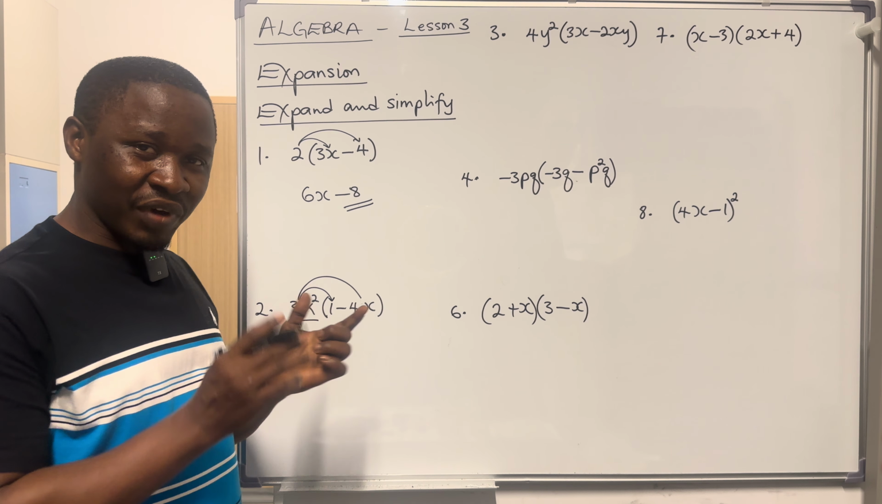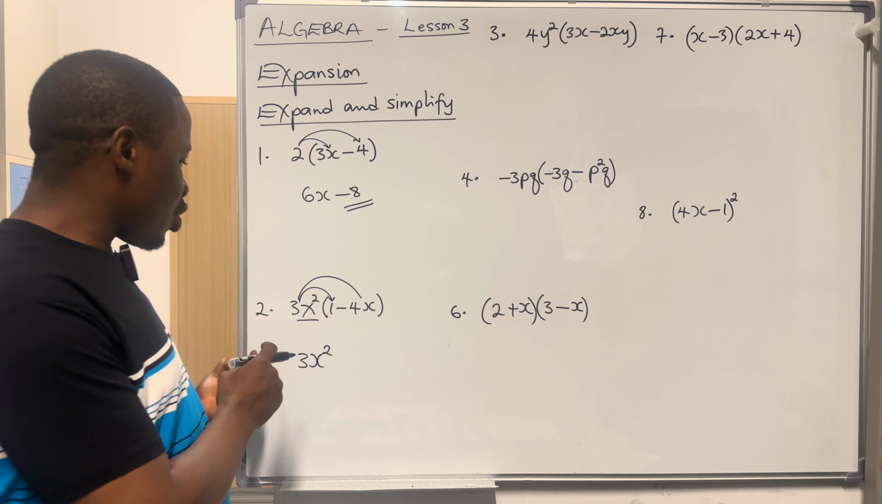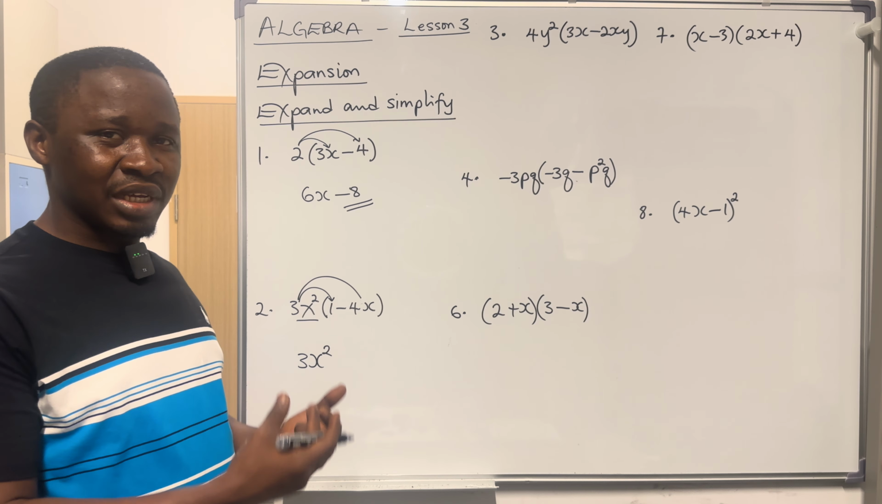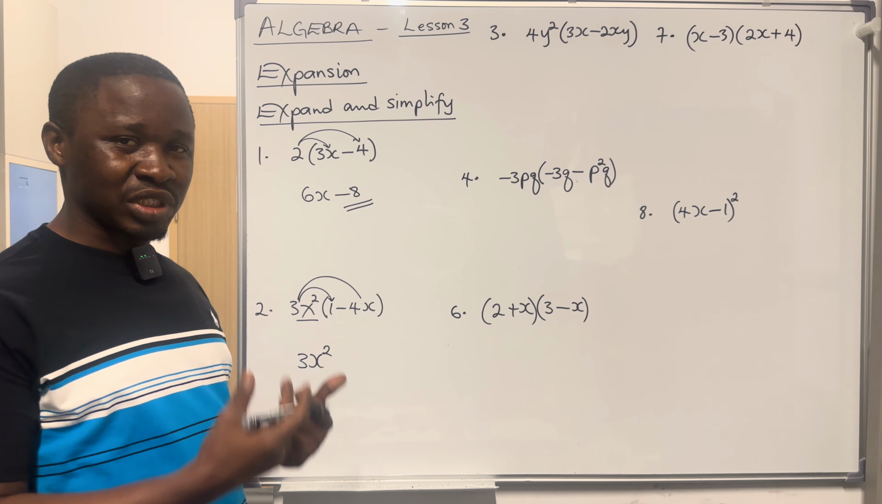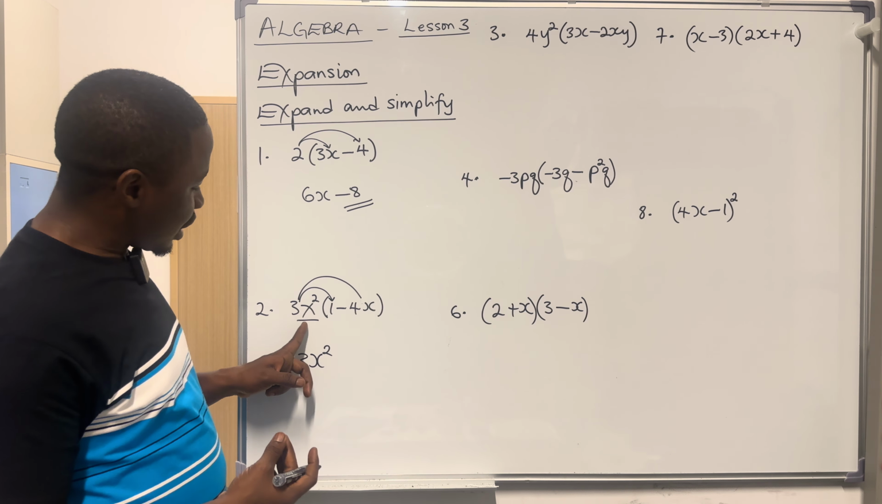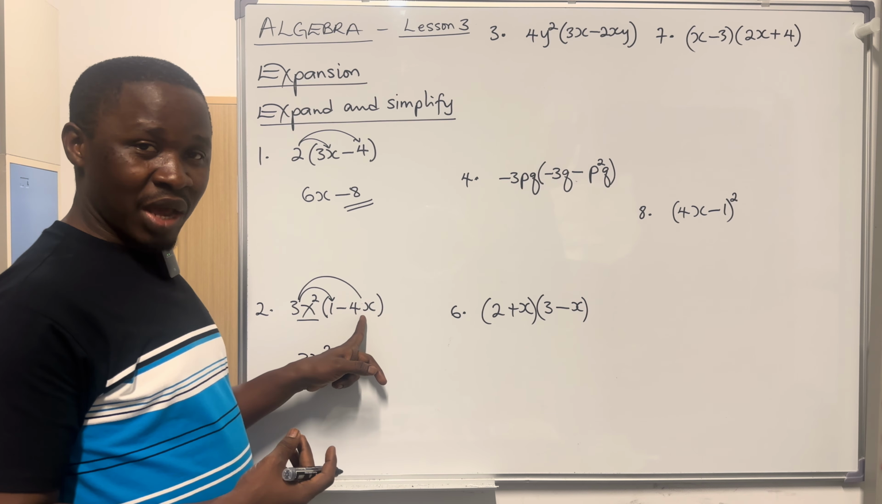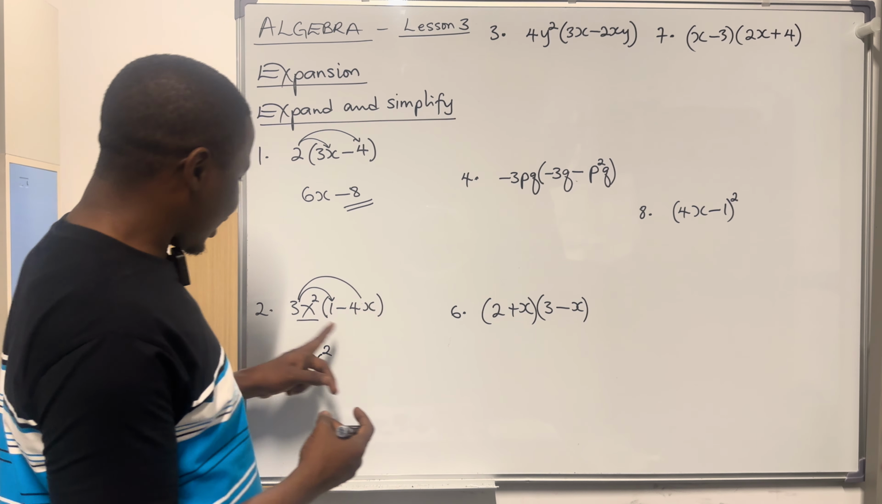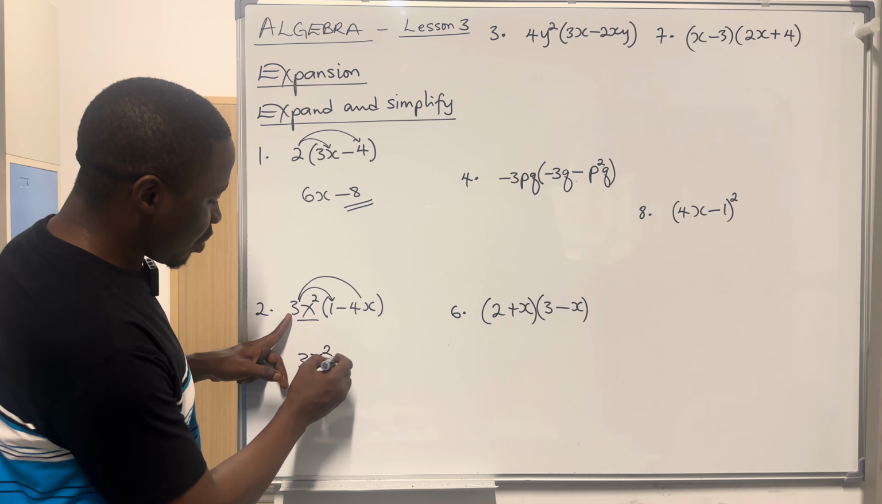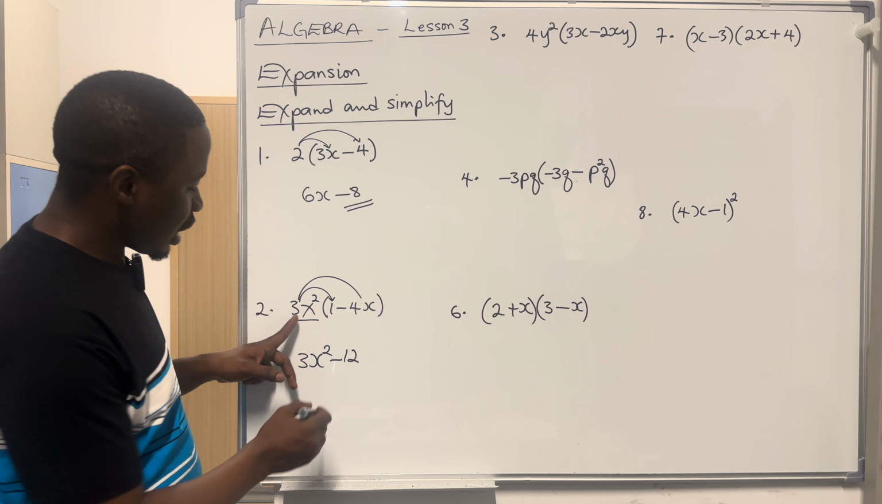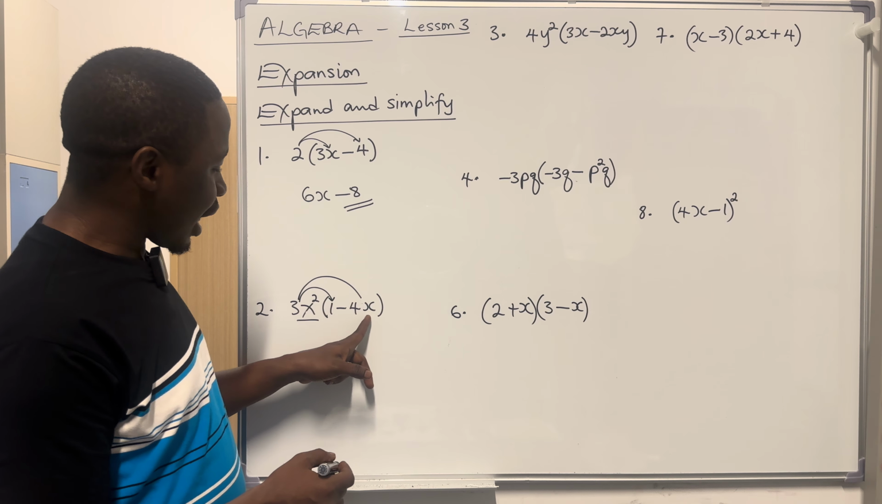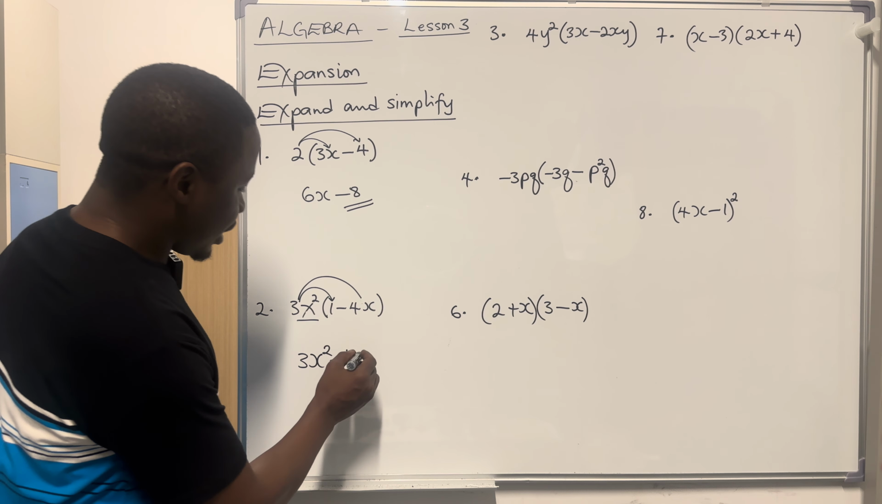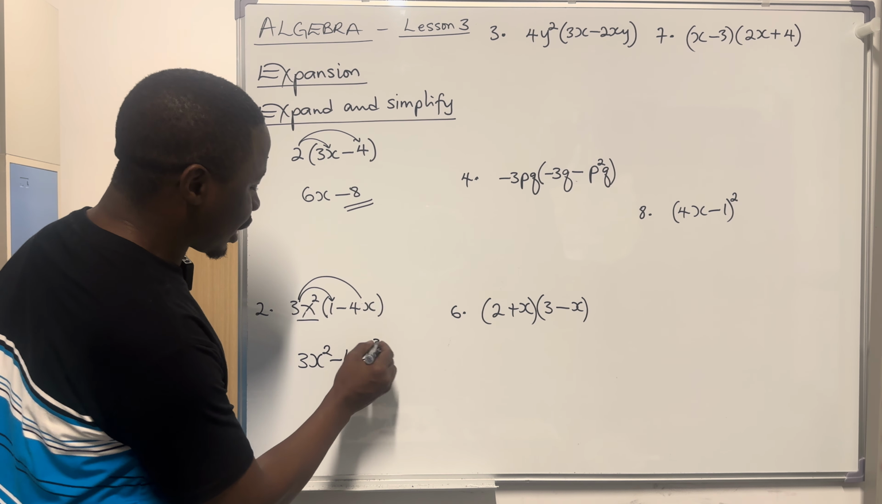To do this one in a very simple way, let the numbers multiply themselves. Later, the variables multiply themselves. So 3x squared times minus 4x. It is like 3 times minus 4, minus 12. x squared times x to the power 1 is x to the power 3.